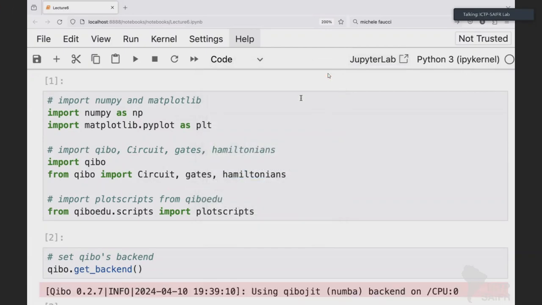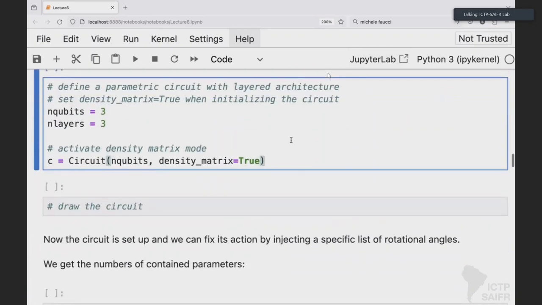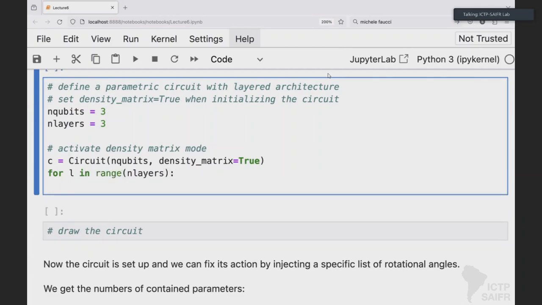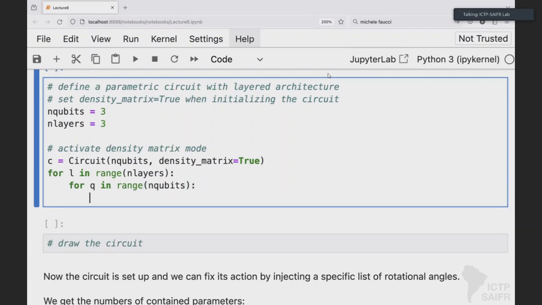Okay. Now, let's continue. We have our circuit with 3 qubits and density matrix true. Now what we can do is loop over the layers, so for L in range n layers, we can now do another for loop, so for a qubit in range n qubits, and for each qubit we apply a series of gates. In particular, I will do in this example gates.RY for all qubits by setting q equal to q, and theta equal to 0.